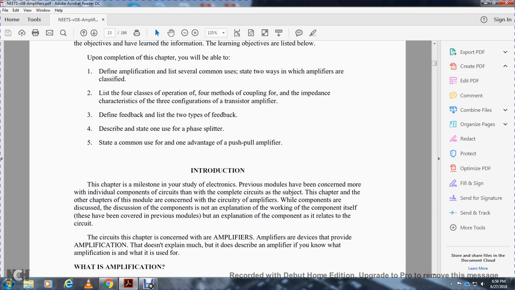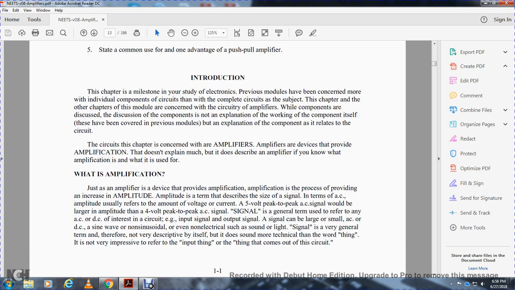Amplifiers are devices that provide amplification. This does not explain much, but it describes the amplifier. What is amplification? An amplifier is a device that provides amplification. Amplification is the process of providing increased amplitude. Amplitude is the term used to describe the size of the signal. In terms of AC, amplitude usually refers to the amount of voltage or current. A 5-volt peak-to-peak AC signal would be larger in amplitude than a 4-volt peak-to-peak AC signal.